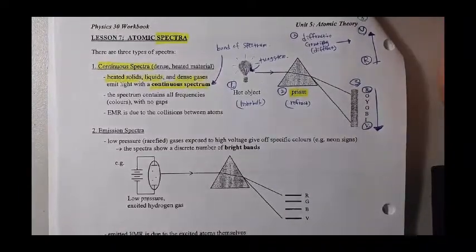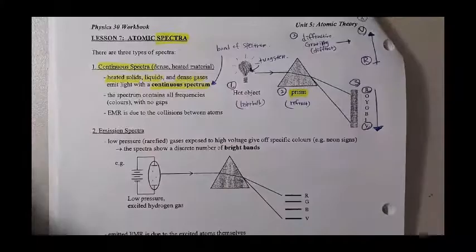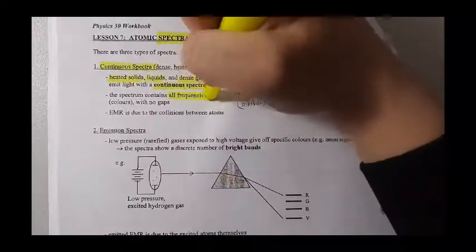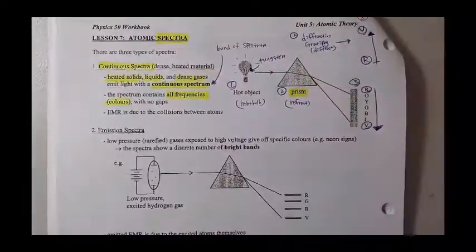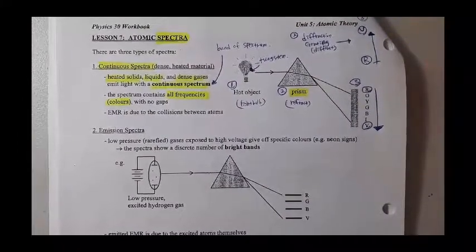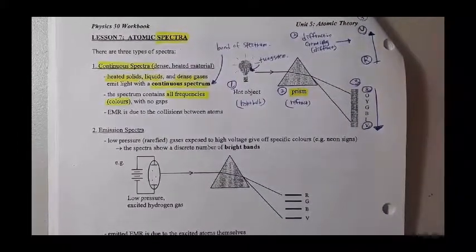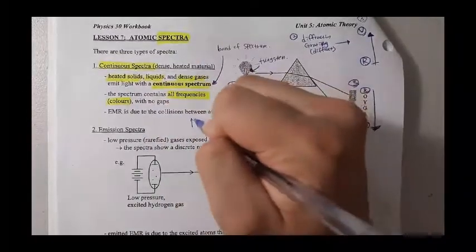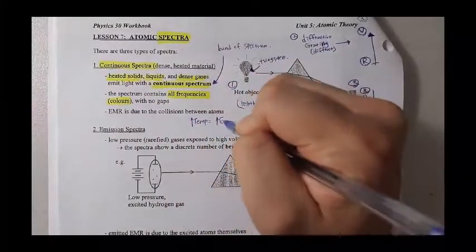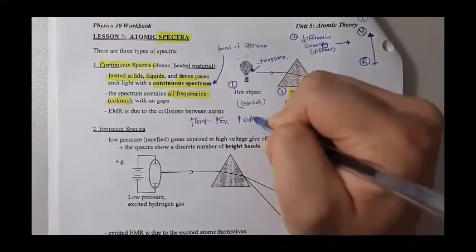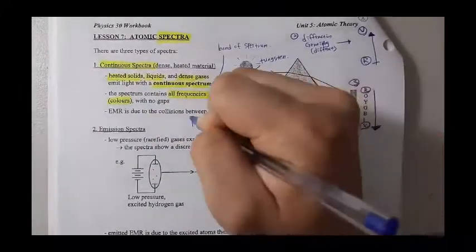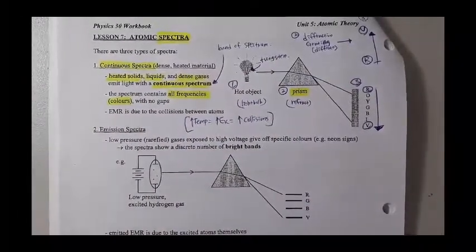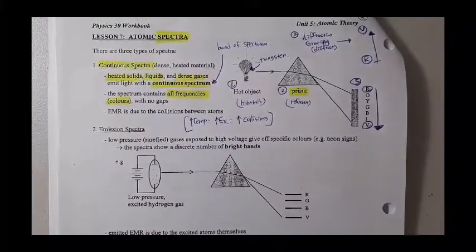But in any case, the spectrum was fully shown because they have all frequencies from the source. There was no gap. So EMR happened because of the collisions between atoms. When it comes to hot, if you think about it, high temperature means high kinetic energy. That means a high number of collisions. That is basically kinetic molecular theory, the one that you learned in Chemistry 20 for ideal gas and collision. But in any case, that's one thing that you need to have in your mind.